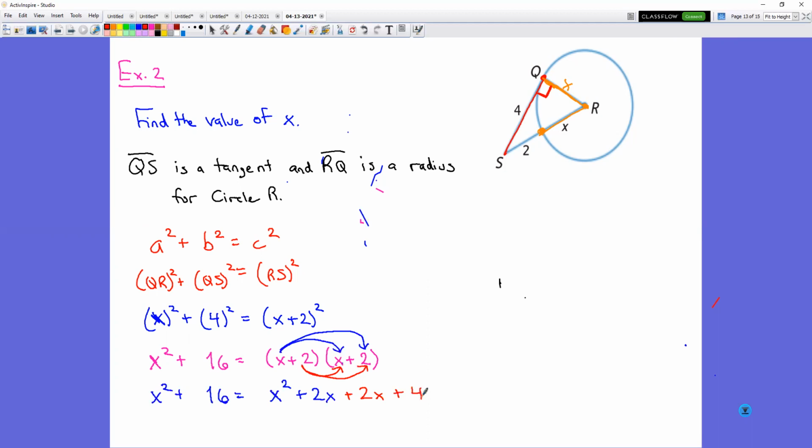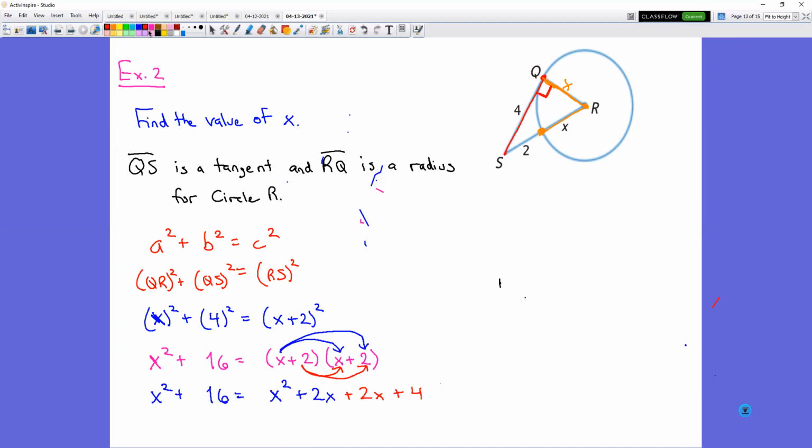Remember, you might have heard that called FOIL. You might have heard it as just the distributive property. Mostly it's the distributive property. Everything that goes in the first parentheses multiplies everything in the second parentheses. Okay, so now we're going to combine like terms.